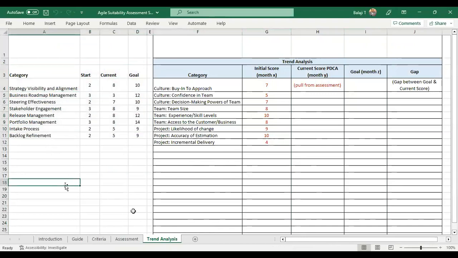Okay, so this is how I have done practically an agile suitability assessment, right? Okay, now why don't we take a look into something called agile maturity assessment. One minute.